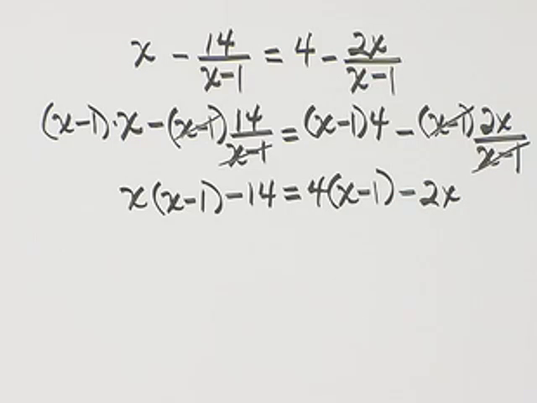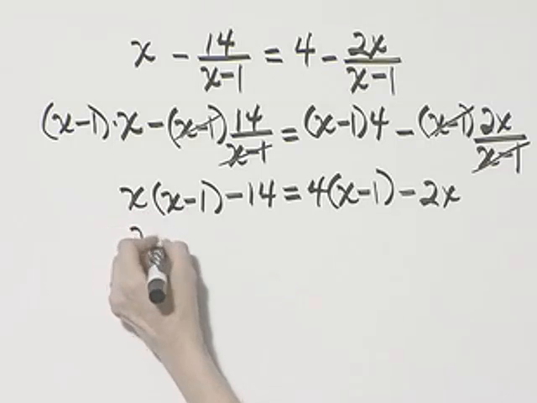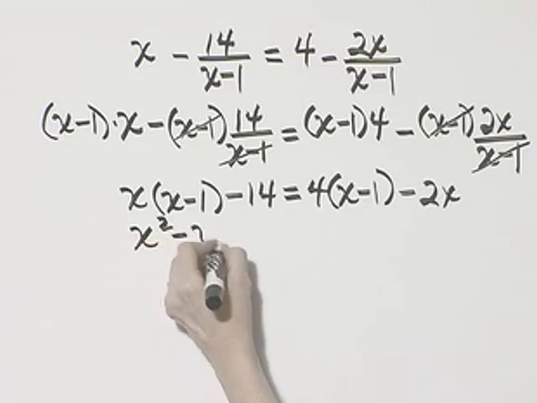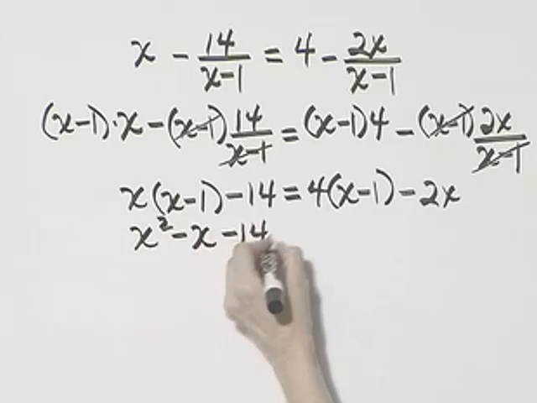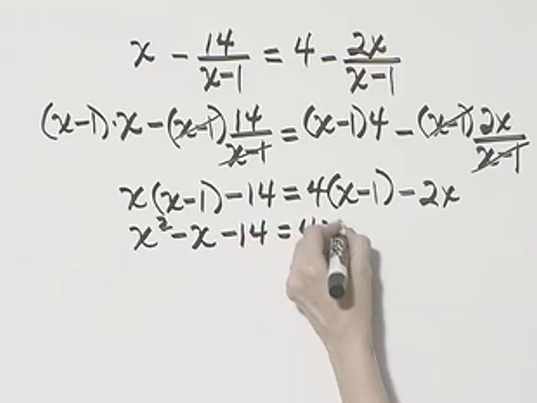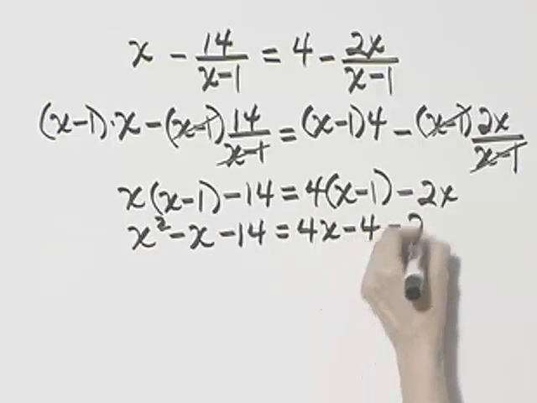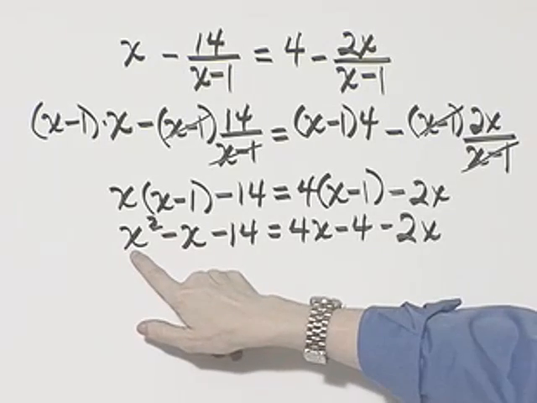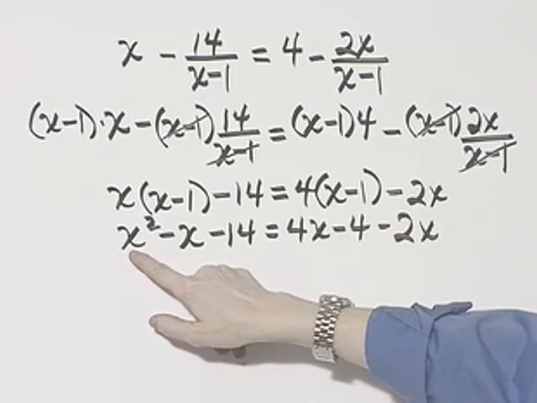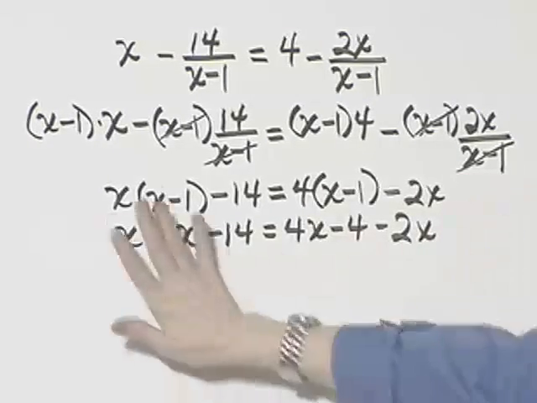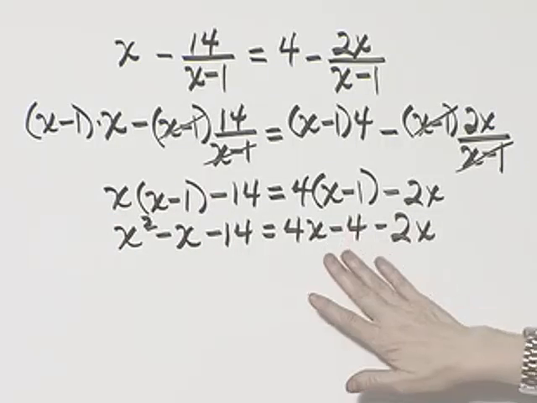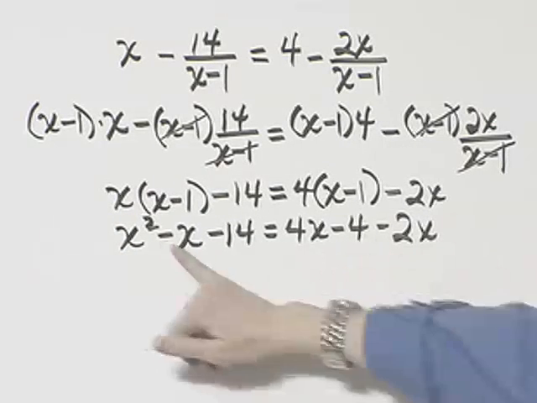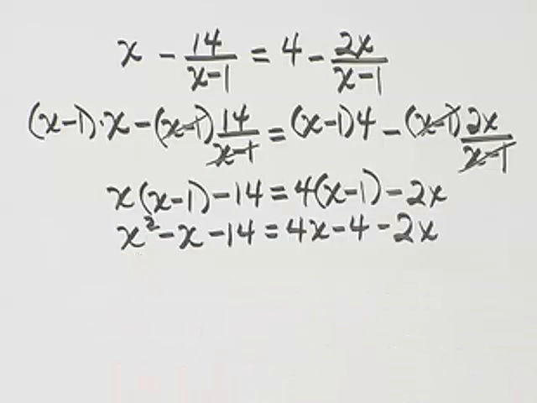Now let's remove parentheses and start solving. That's x squared minus x minus 14 is equal to 4x minus 4 minus 2x. Notice we have a quadratic equation. So how do we try to solve this quadratic equation? We move all terms to the left side and set it equal to 0. And I'm moving it to the left side since my x squared term is over there. So let's begin with that.